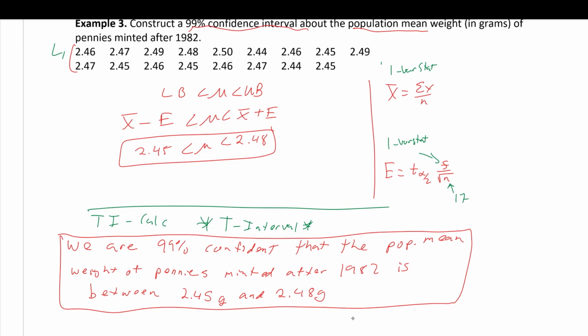The real interpretation is, if we were to do this 100 times, the intervals that we get, 99% of those 100 will actually contain the true population mean. Only once will it be outside of that interval.